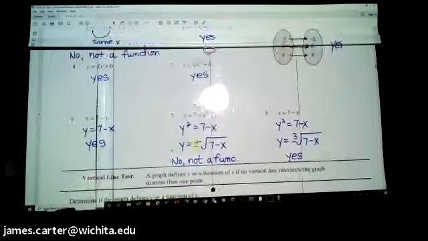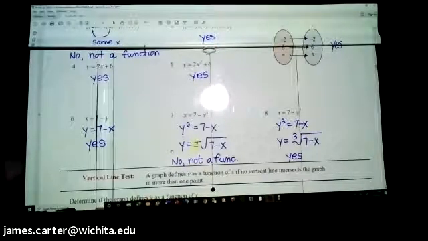Okay, there's 6, 7, and 8. Number 6, even though they put it in backwards order, you can rewrite it as y equals 7 minus x or y equals negative 7 plus x. That's a line, and all lines are functions.